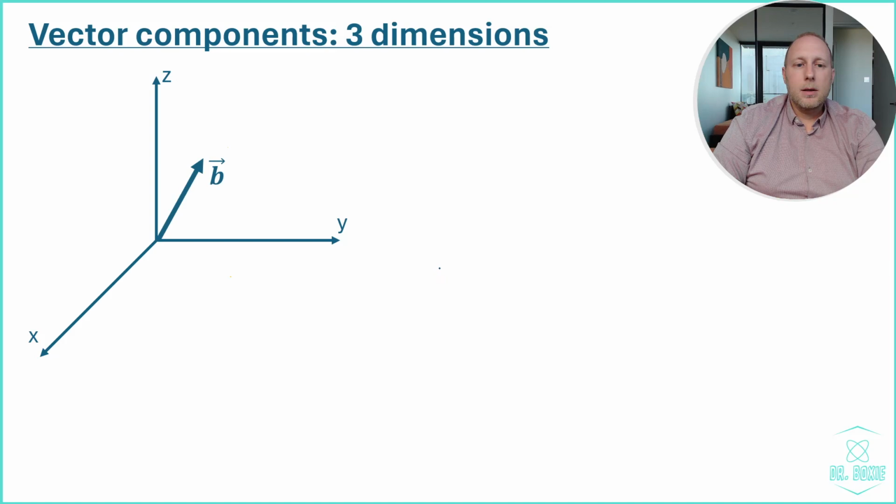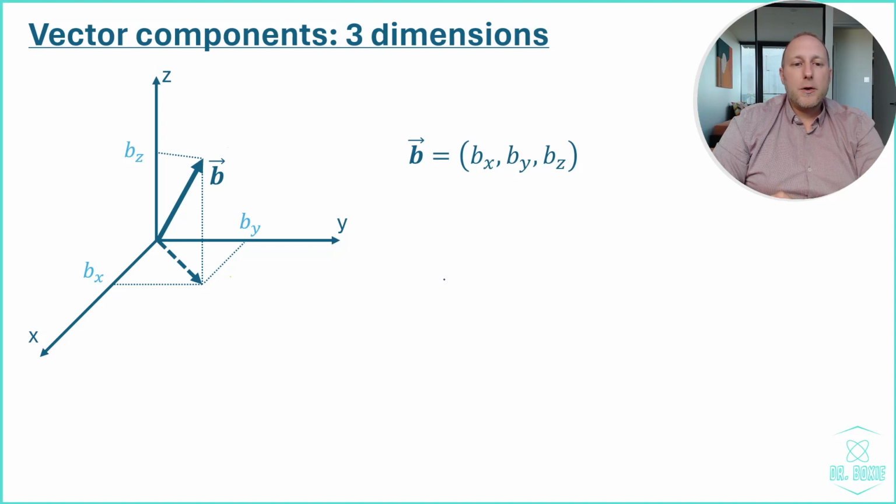We take a vector b. Its components are bx, by, bz. Bz we get by projecting it directly onto the z-axis. Bx and by can be gotten by first projecting the vector b onto the xy plane, whose projection is the dashed line I drew, and that projection is then projected onto the x and the y axis. We get bx, by, bz. And just like with the unit vectors in the two-dimensional case, we can define unit vectors along the x, y, and z axes, and the vector b can be written as bx times x hat plus by times y hat plus bz times z hat.